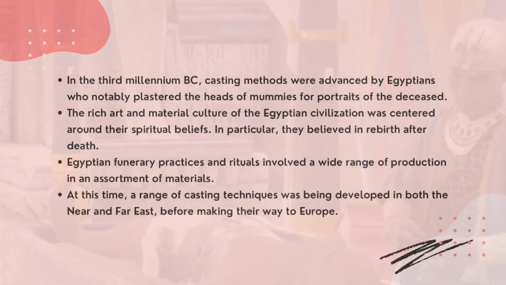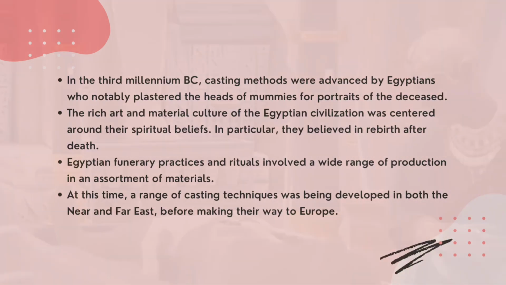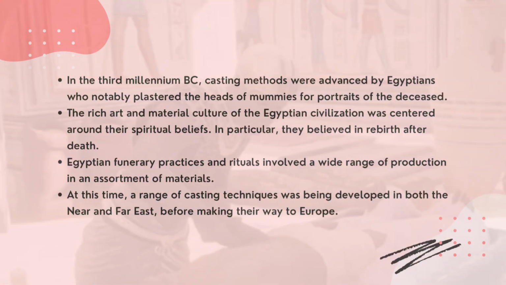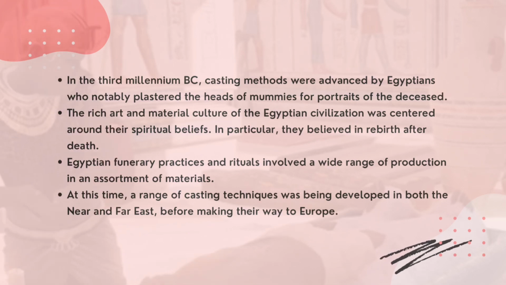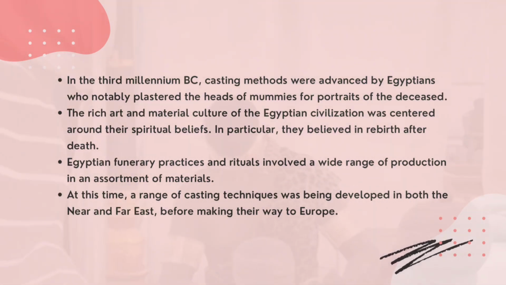Eternal life could be ensured through things such as mummification and the offering of objects. As a result, Egyptian funerary practices and rituals involved a wide range of production in an assortment of materials, from jewelry and objects for the home, to painting and statuary. The process of casting would of course have been central to all of this. At this time, a range of casting techniques was being developed in both the Near and Far East before making their way to Europe.